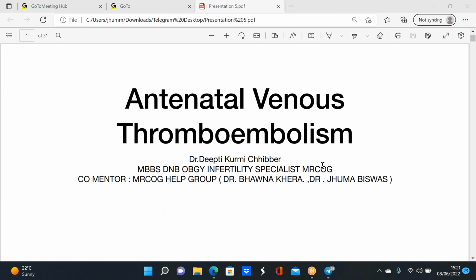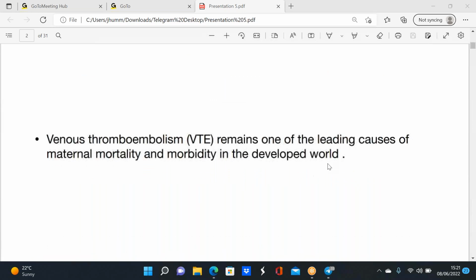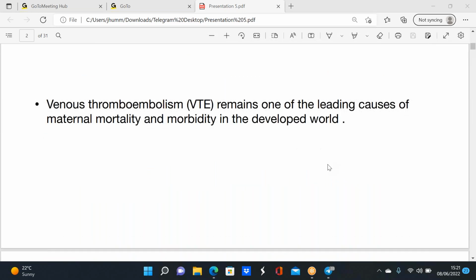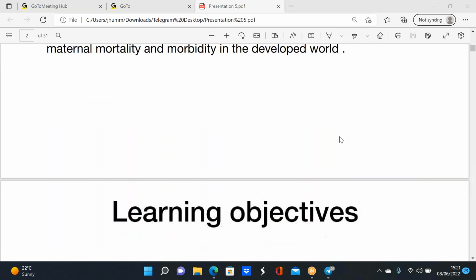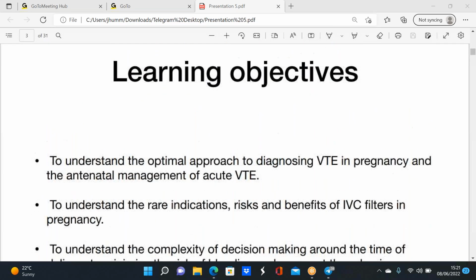So let's start it. As I said, the topic of the talk is venous thromboembolism. It is one of the leading causes of maternal mortality and morbidity in the developed world. Okay. So that's why this topic is very important. We should be very much clear about venous thromboembolism. It is important for part 1, part 2, and part 3 as well.